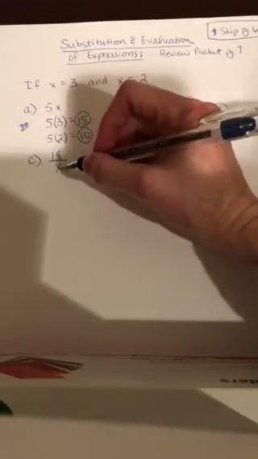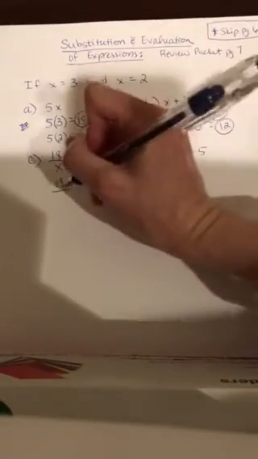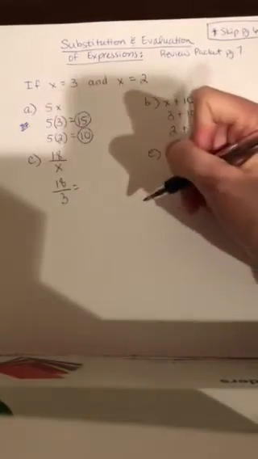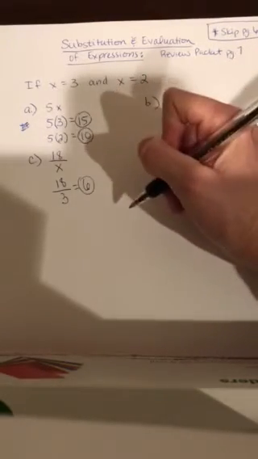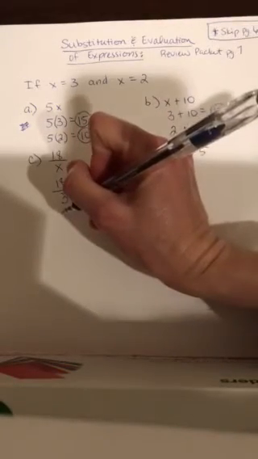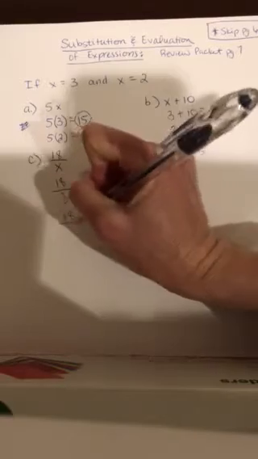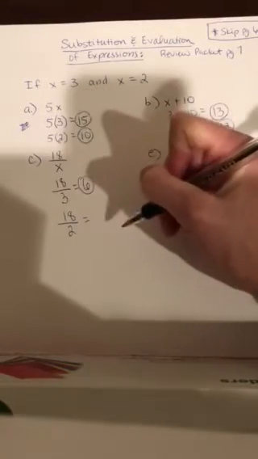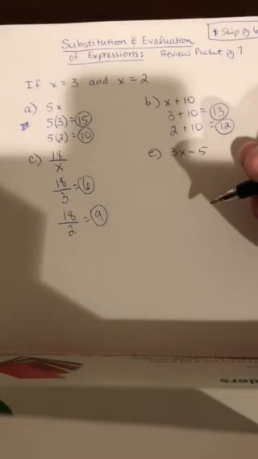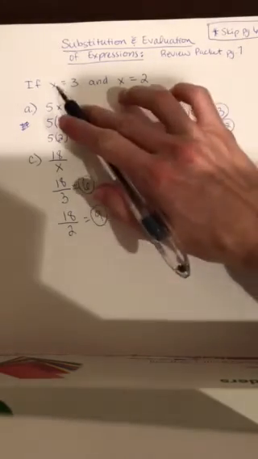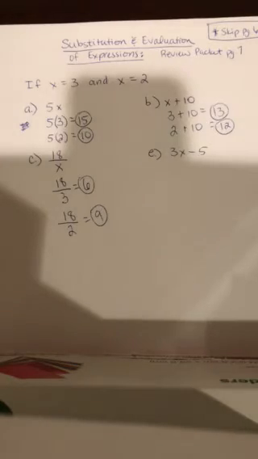Let's look at this one, 18 over x. So we're going to have 18 divided by, let's do 3 first. How many groups of 3 are in 18? 6. And then we're also going to do x equals 2. 18 divided by 2 is 9. Okay, we're getting 2 separate results because we have 2 separate values of x that we're solving for.